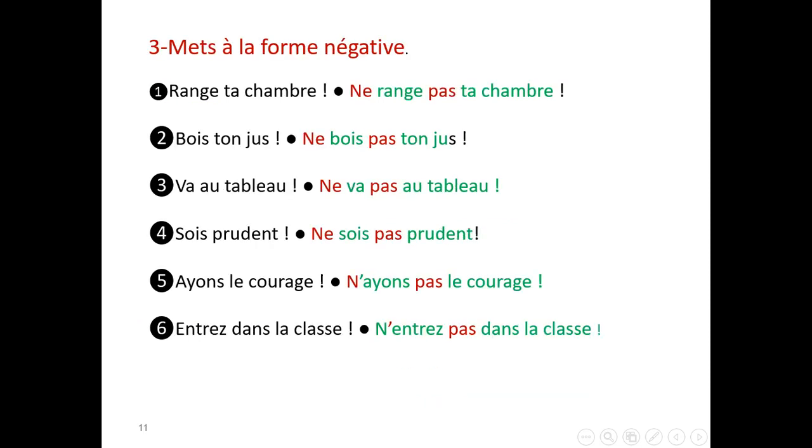Mettez en forme négative, exercice 3. Range ta chambre. All what you will do is just write ne and the verb and pas. Ne range pas ta chambre. Bois ton jus, ne bois pas ton jus. Va au tableau, ne va pas au tableau. Sois prudent, ne sois pas prudent. Ayons le courage, n'ayons pas le courage.